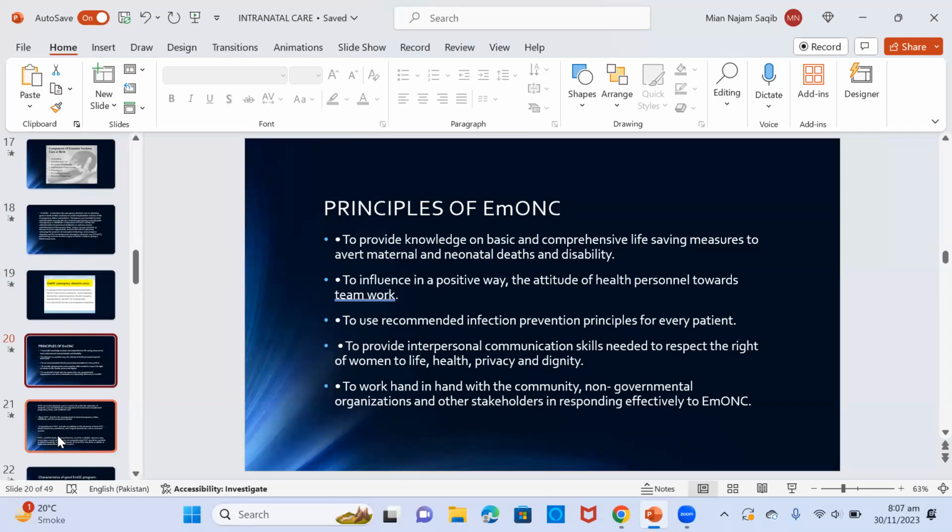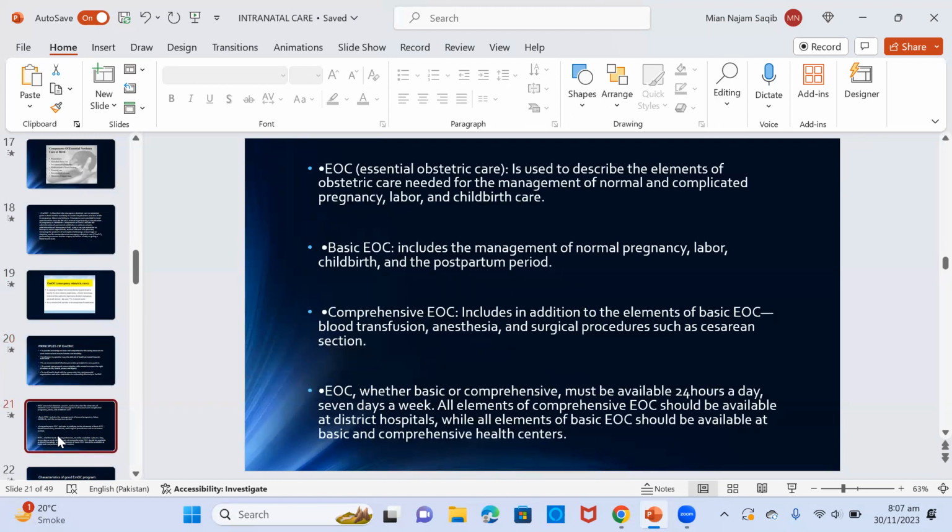The principles are to provide knowledge on basic and comprehensive life-saving measures to avert maternal and neonatal deaths and disability, to influence in a positive way the attitude of health personnel towards teamwork, to use recommended infection prevention principles for every patient, to provide the interpersonal communication skills needed to respect the right of a woman to life, health, privacy, and dignity, and to work hand in hand with the community, nongovernmental organizations, and other stakeholders in responding effectively to EmONC.